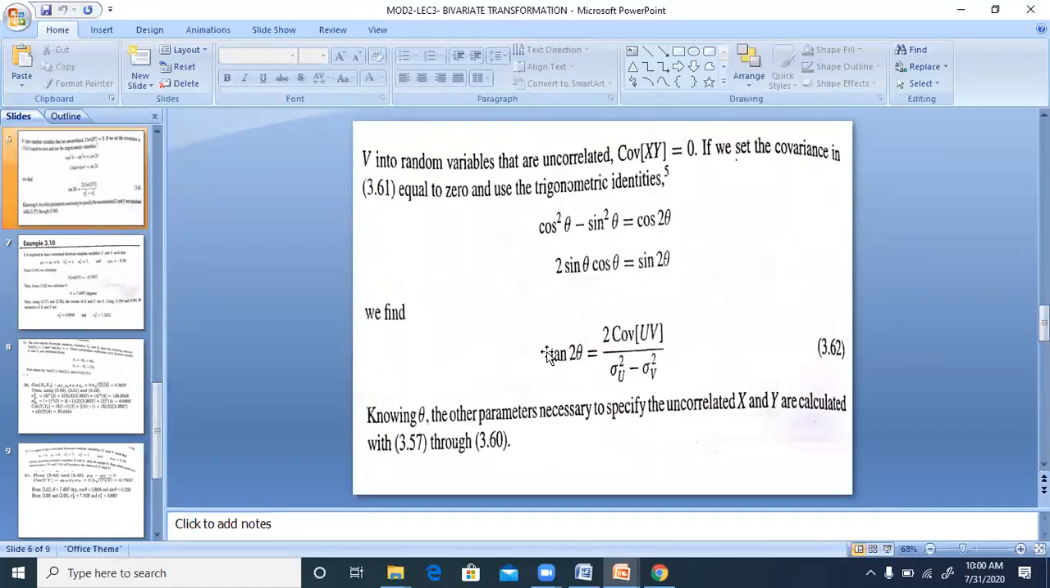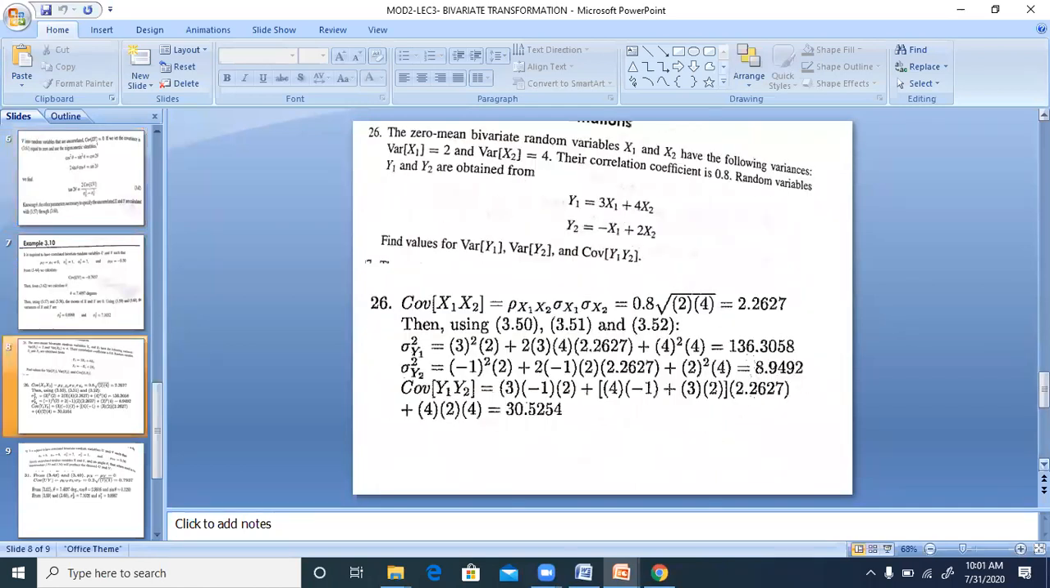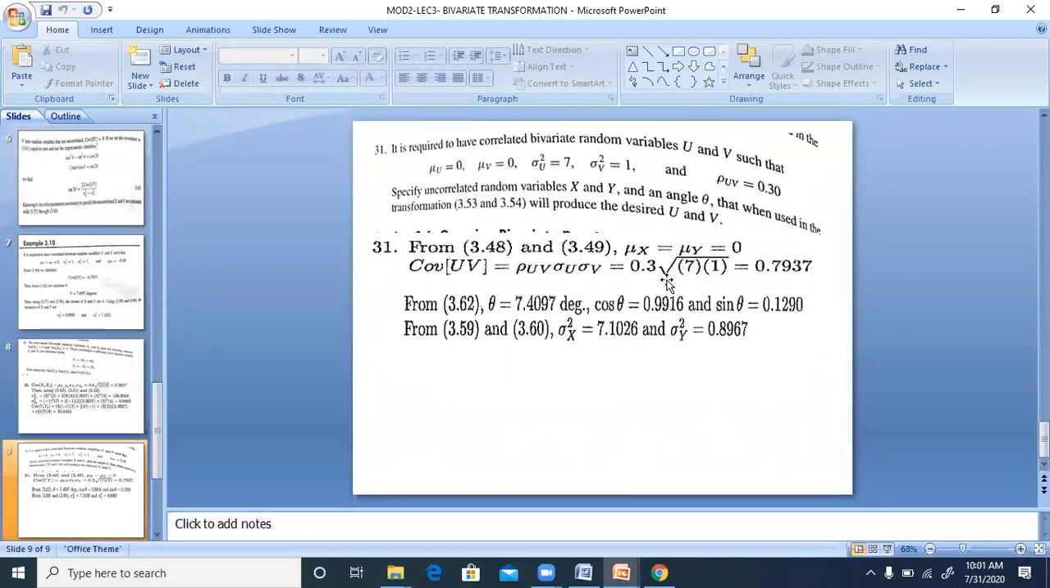Yes, here tan 2 theta is equal to 2 covariance of uv divided by sigma u square minus sigma v square. That is 2 into whatever is given, I think might be 0.8 or whatever it is, right? Divided by 7 minus 1. So, sorry, 0.3, 2 into 0.3 divided by 7 minus 1. That will give us the value which in degrees is this. Okay, you have to put it in degrees.